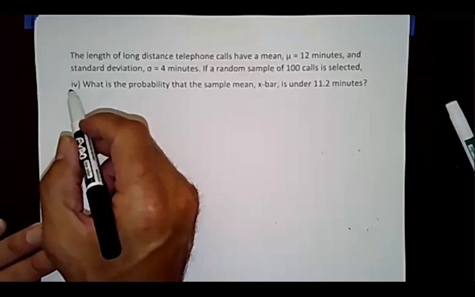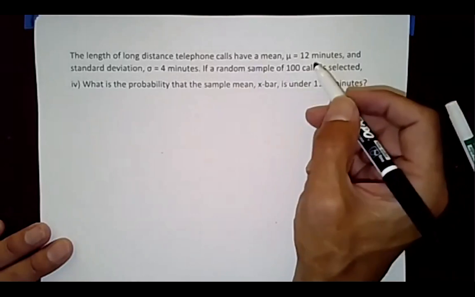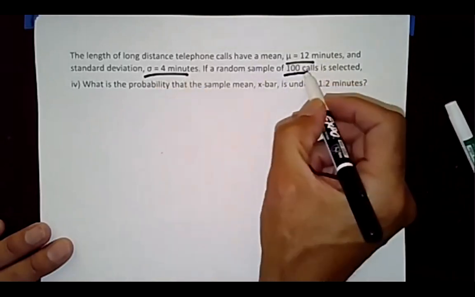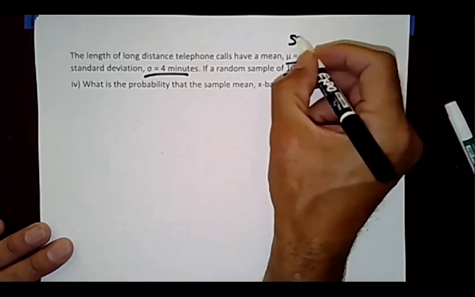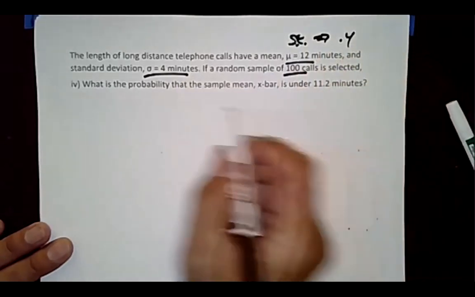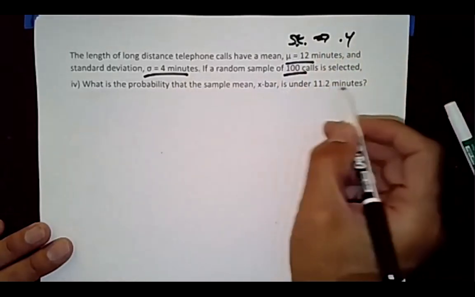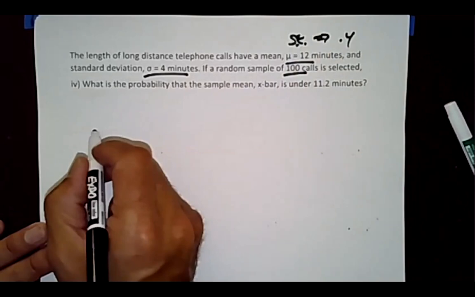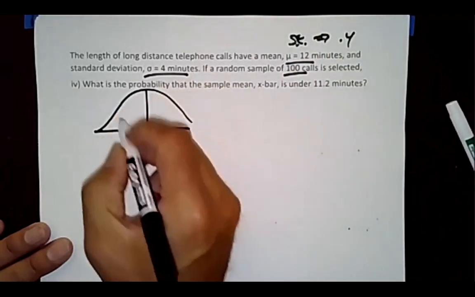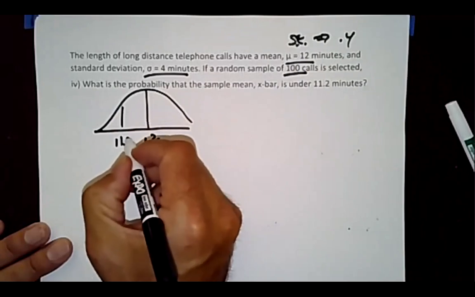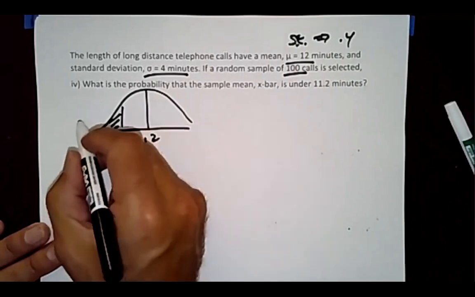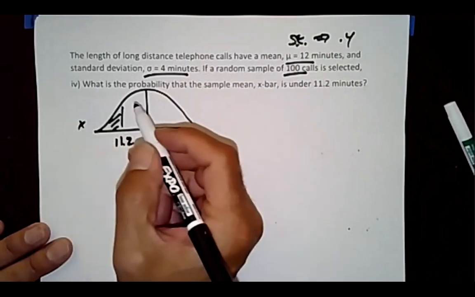IV, as in one of those schools across the river at BU. So again, mean is still 12, standard deviation is 4, still a random sample of 100. Your standard error is still 0.4. What's the probability the sample mean x bar is under 11.2 minutes? You can draw the graph. 11.2 is over here, and we want to know this area right here. This is your x line.